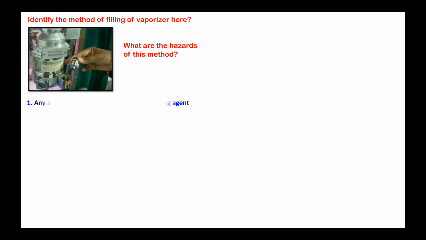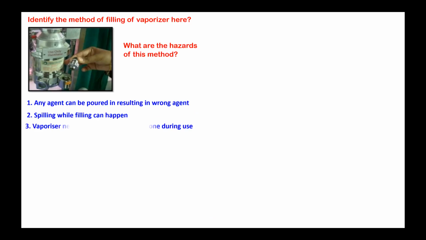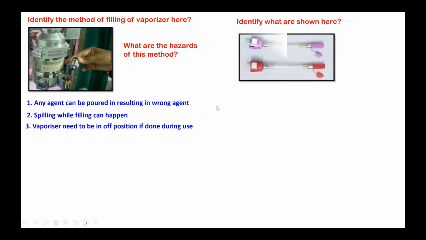And identifying the filling vaporizer. I don't know how many of you have seen this, this is how you unscrew and remove the cap. With this filling method by pouring, any agent can be poured, resulting in the wrong agent. While filling, the vaporizer needs to be in the off position if done during use, whereas with the other method, we can keep it in the on position.